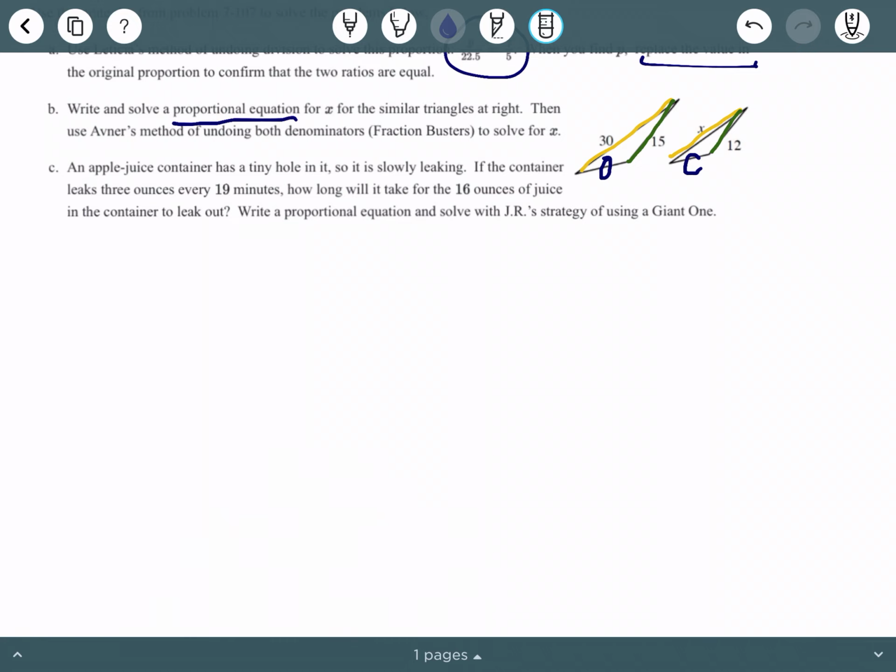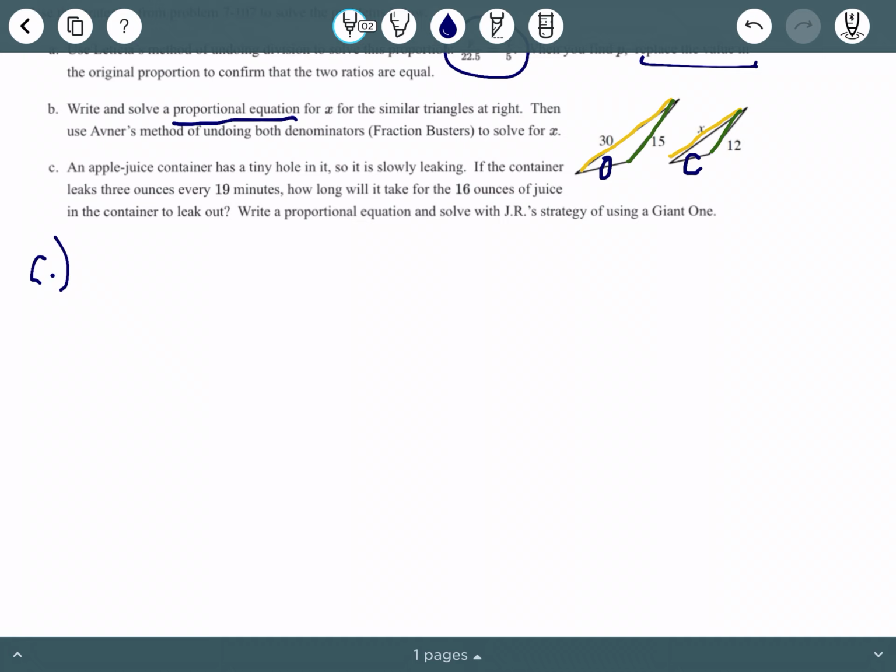Part C. Alright, part C says an apple juice container has a tiny hole in it, so it is slowly leaking. If the container leaks 3 ounces every 19 minutes, how long will it take for the 16 ounces of juice in the container to leak out? Write a proportional equation and solve with JR's strategy of using a giant 1.